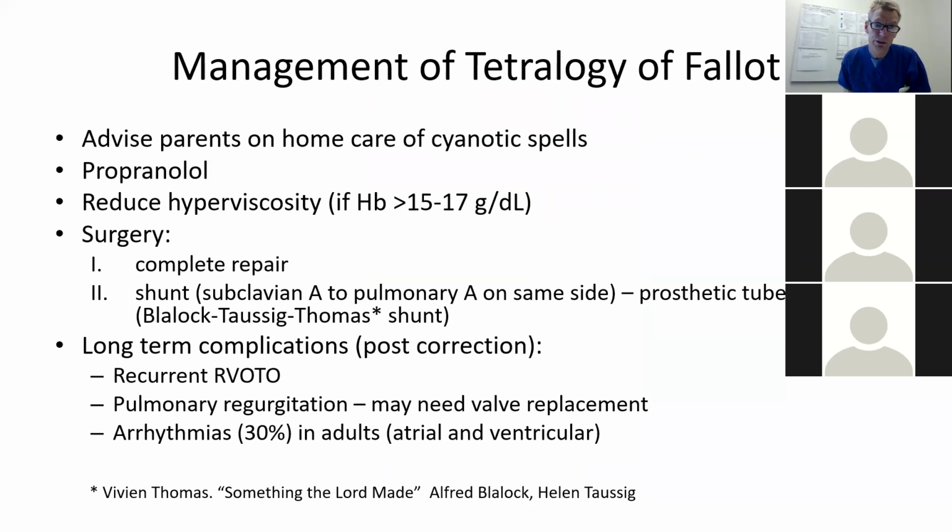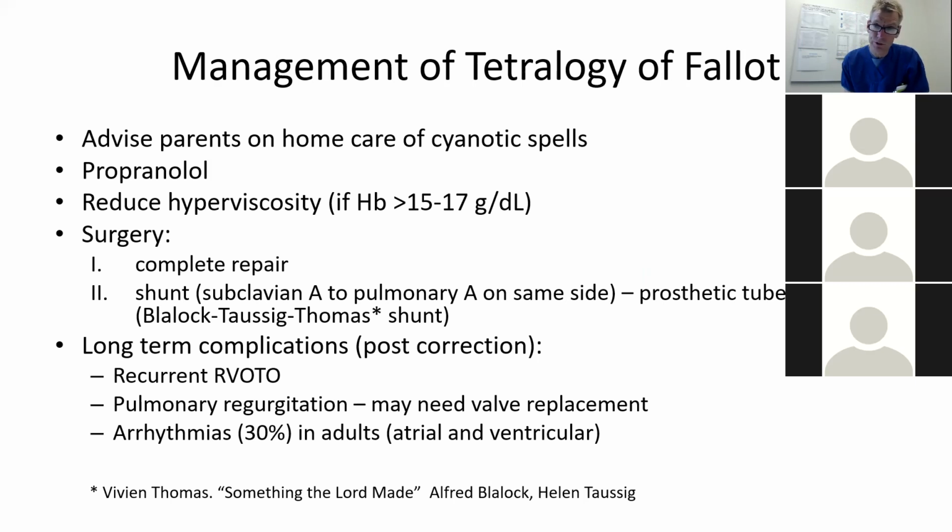So for children with Tetralogy of Fallot, you should advise patients on the home care of cyanotic spells so that the parents know how to look after these kids if they have a cyanotic spell. They should all be on propranolol. You should make sure their hemoglobin doesn't go too high. And sometimes if you don't do anything, with children with Tetralogy of Fallot, the hemoglobin will be more than 20 or 22, and that increases their risk of stroke.